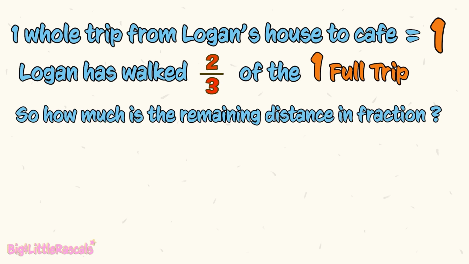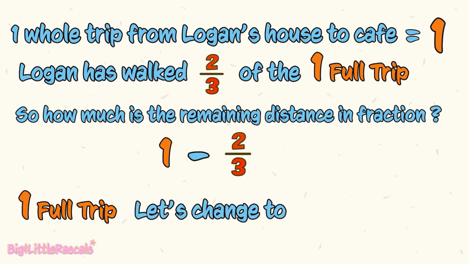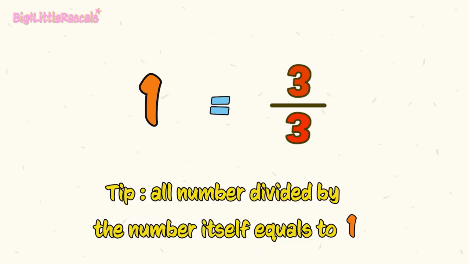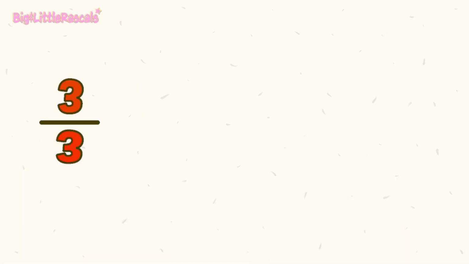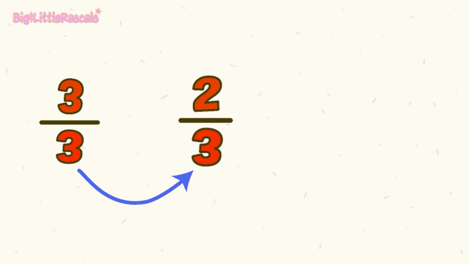So the remaining distance left in fraction is 1 minus 2/3. To make this subtraction easier, let's change the one whole to fraction form. 1 is equal to 3 out of 3 because 3 divided by 3 equals 1. Don't forget, any number divided by itself equals 1. We use 3 out of 3, so the denominator, or the bottom number 3, is the same as in 2/3. Both need to have the same bottom number, so we can subtract the fractions easily.